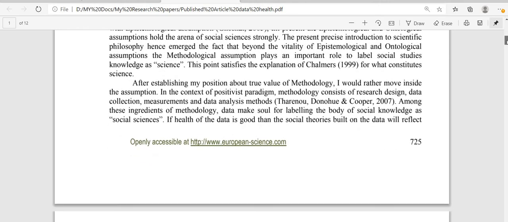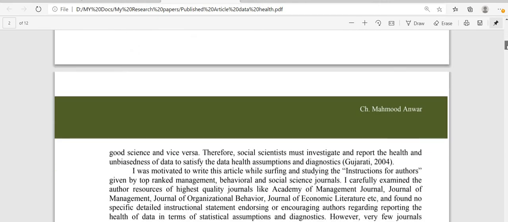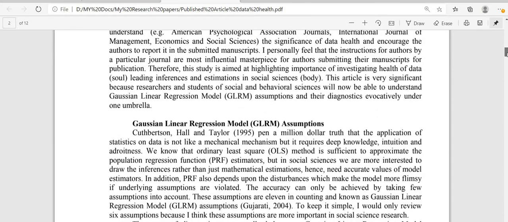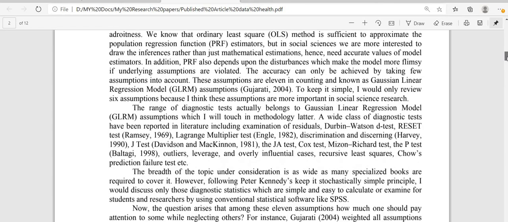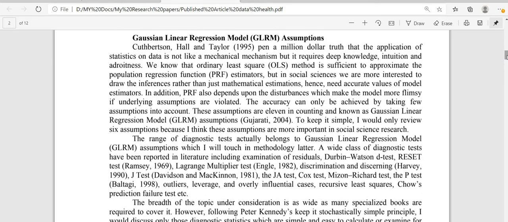Here you can see all the major assumptions have been discussed in this article with illustrations and are explained in a very good way to understand. I understand that most of the economics and econometrics students find these Gaussian linear regression model assumptions very difficult to assimilate, but by following this article you will find it very easy to digest.